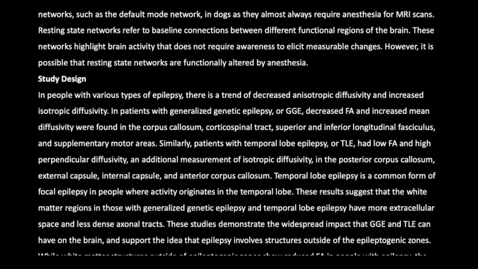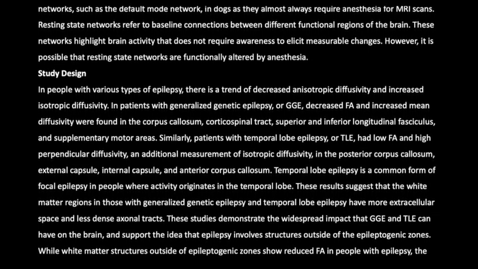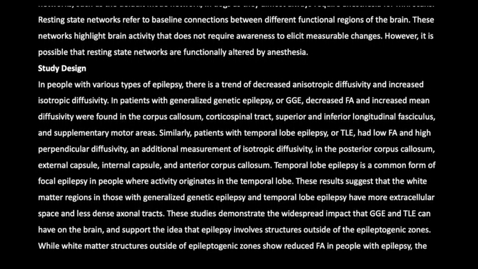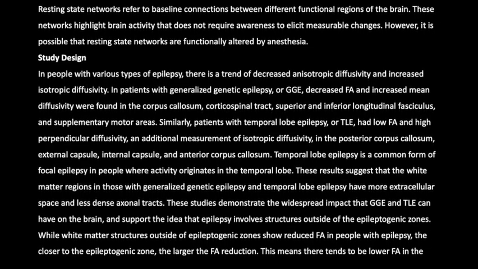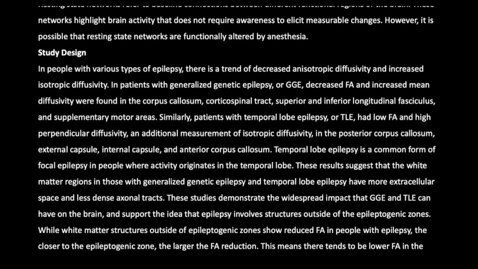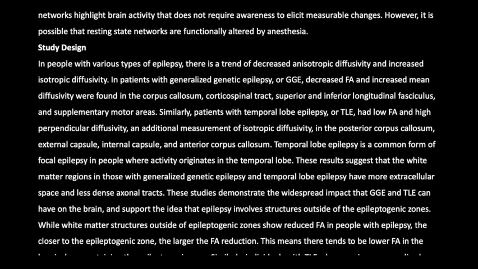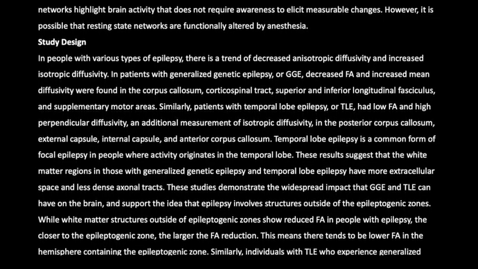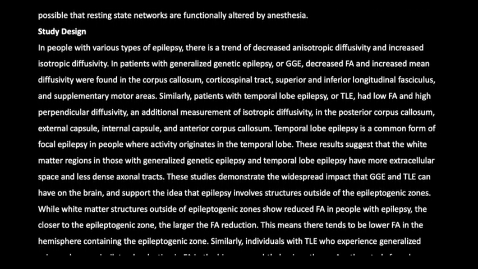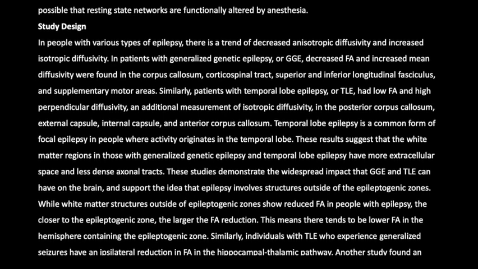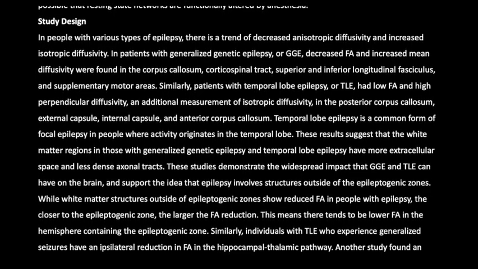Study design in people with various types of epilepsy. There is a trend of decreased anisotropic diffusivity and increased isotropic diffusivity. In patients with generalized genetic epilepsy, or GGE, decreased FA and increased mean diffusivity were found in the corpus callosum, corticospinal tract, superior and inferior longitudinal fasciculus, and supplementary motor areas.